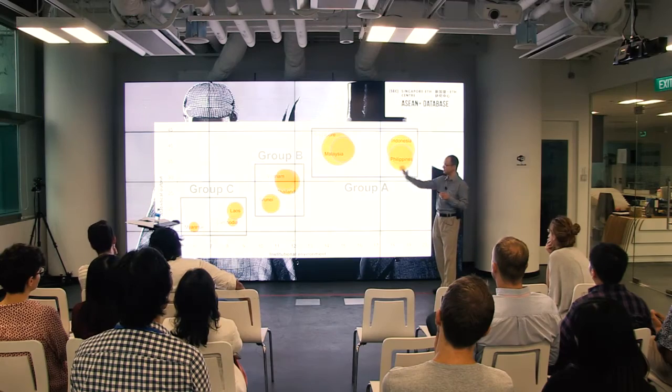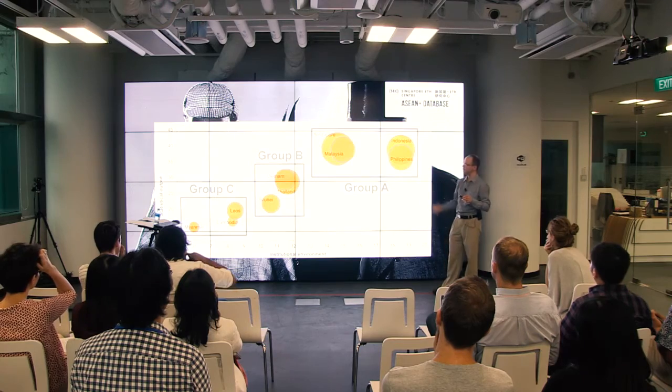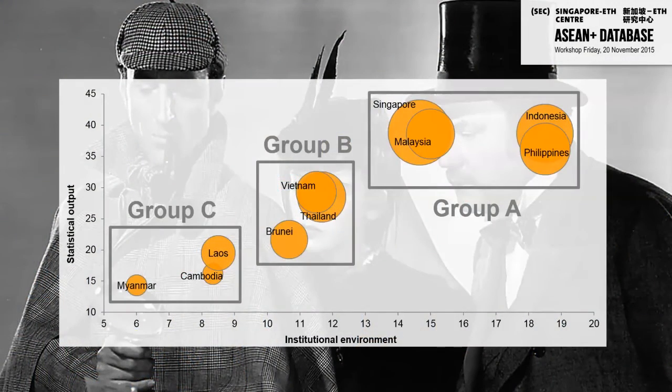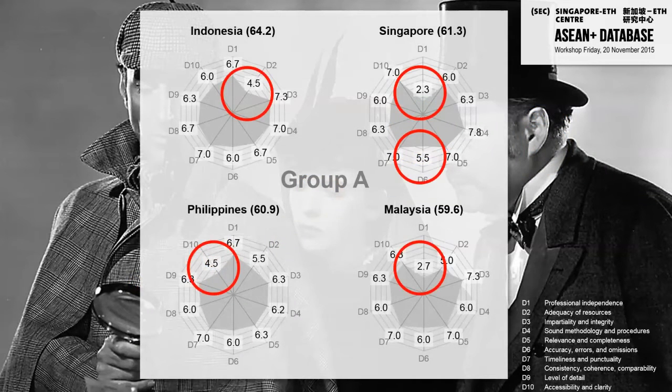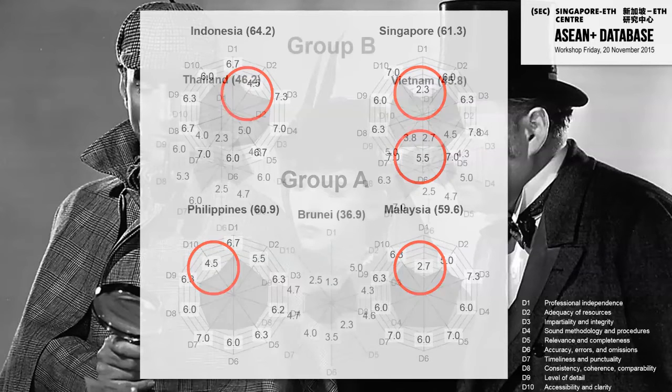So with these ratings, you can group the countries into different groups that are more advanced or less advanced, and then you see where the problems are. You can quite clearly pinpoint in which areas these countries could improve to produce better data quality.